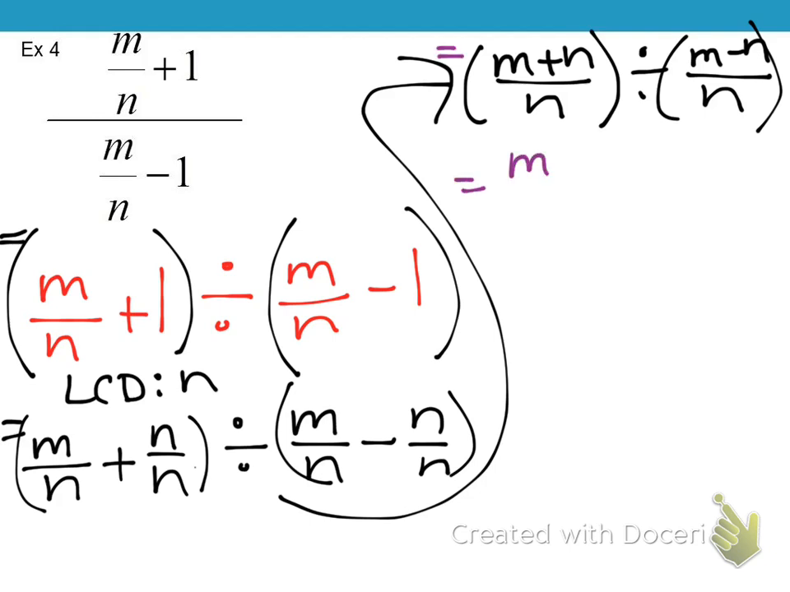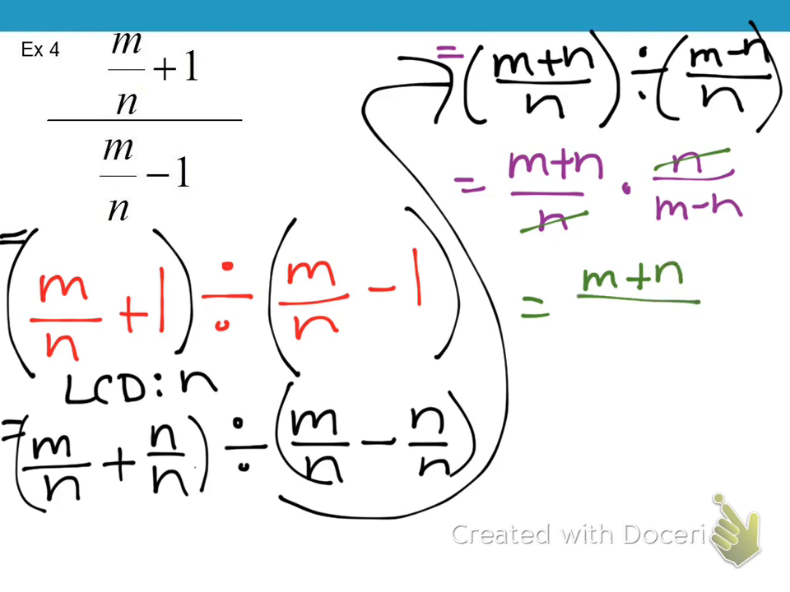Change it to multiplication. So this guy is fine. Change this, flip this one. All right, what do I do? Cross out the n and the n. Now what? Does that equal 1? Does it equal -1? It does not.